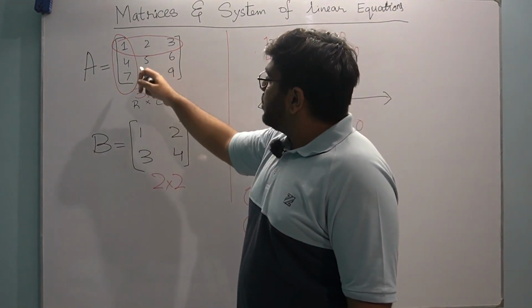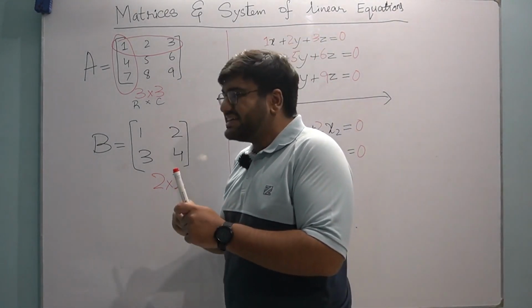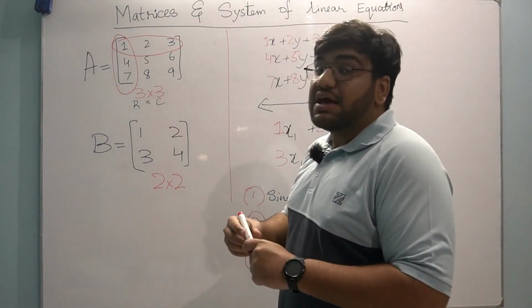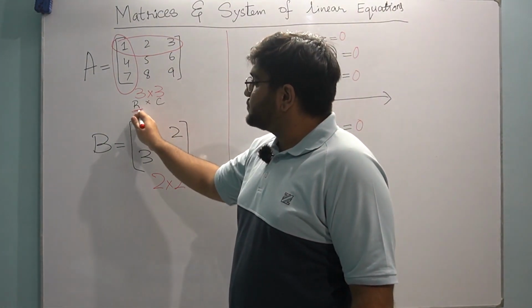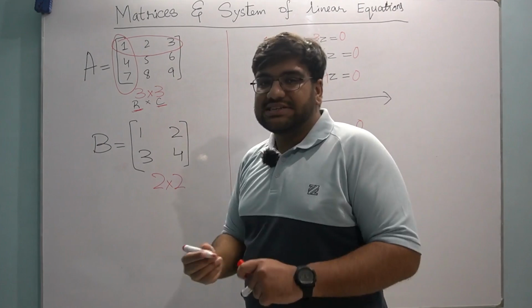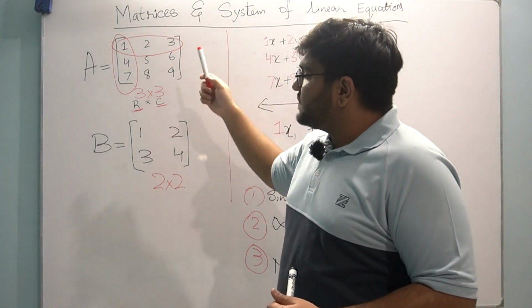Now let's count the columns. First column, second column, third column. There are three columns as well. So it is a 3 by 3 matrix. Remember that rows always come first and columns come second. So this matrix is a 3 by 3 matrix.